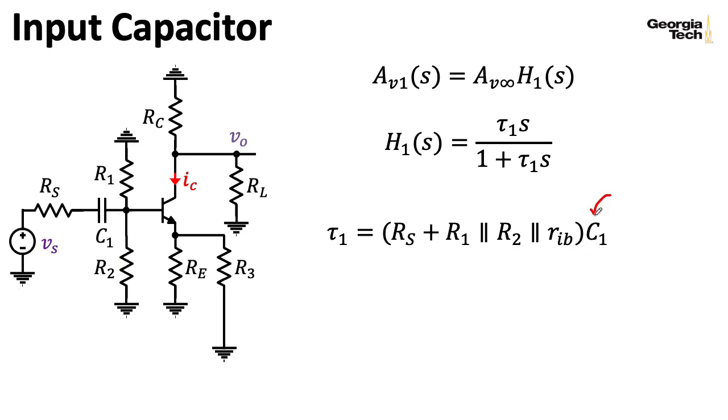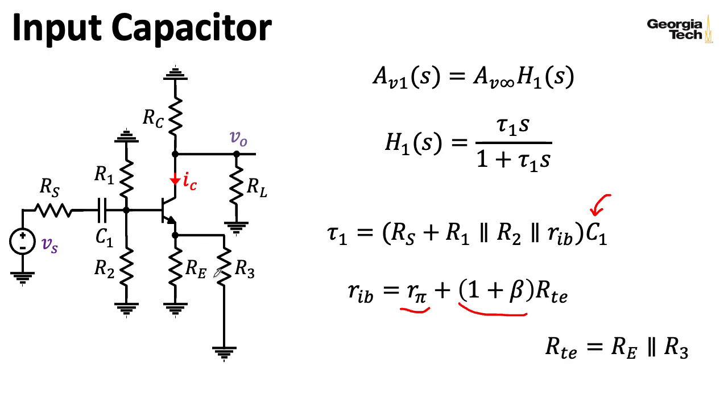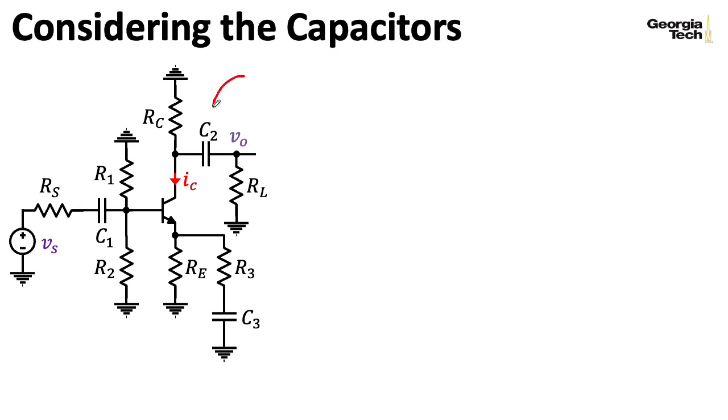And I have to be careful to remember to multiply by the capacitance C1. Now, RIB is r pi, the raw input resistance of the BJT, plus 1 plus beta times RTE, which is the Thevenin equivalent resistance seen looking out of the emitter, which here is just RE in parallel with R3. If you had some other resistor capacitor configuration down here at the emitter to start with, you could replace RTE with whatever is appropriate. All right, so let's now focus on the capacitor at the output.